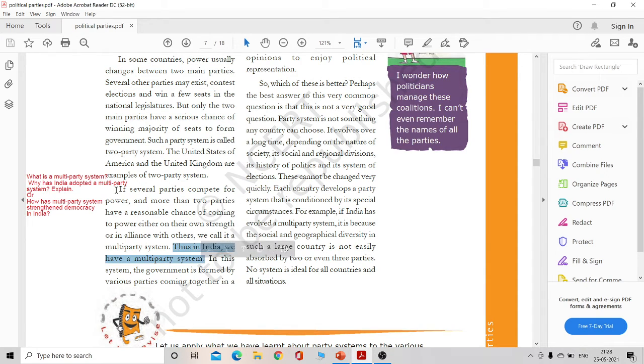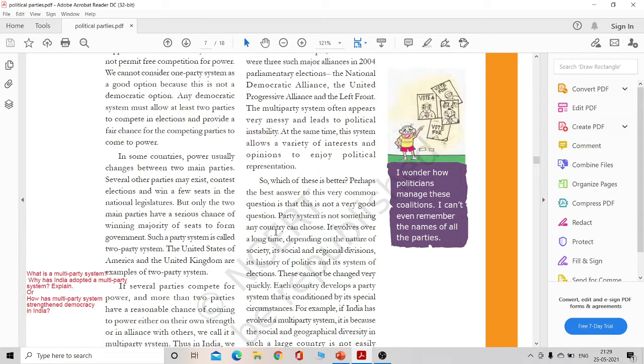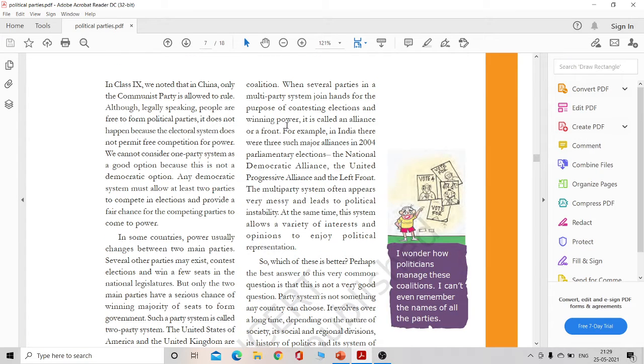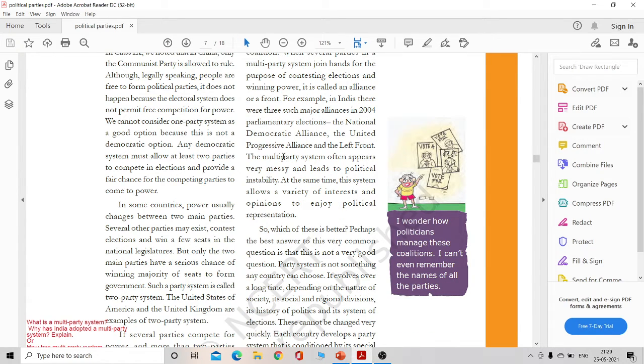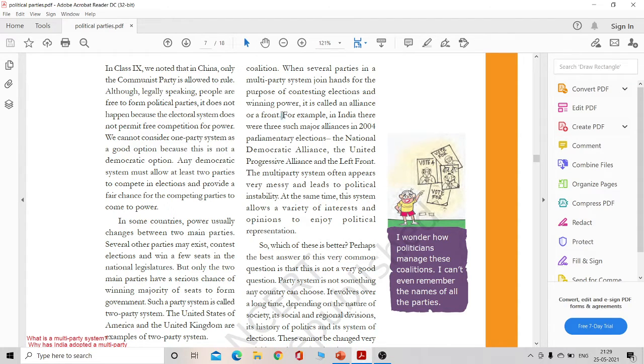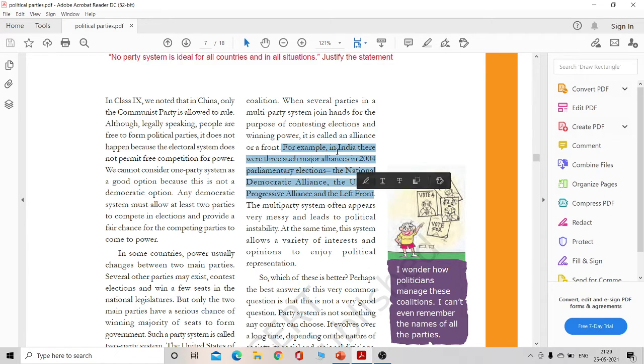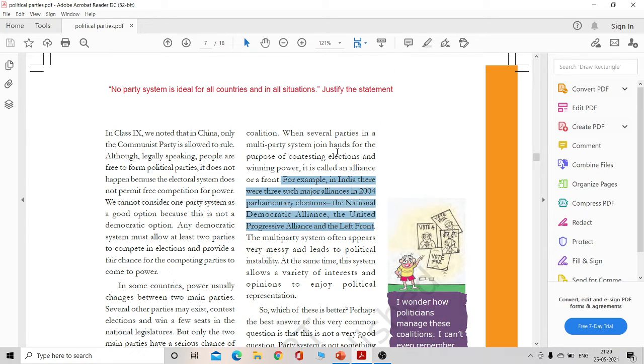So first you have to explain what a multi-party system is, and why India has a multi-party system. It's because there are various parties coming together, right? And this is best for a country which has such a huge population to cater to. You can give the example that in India, there were three such major alliances in 2004, the NDA, UPA and the Left Front, right?